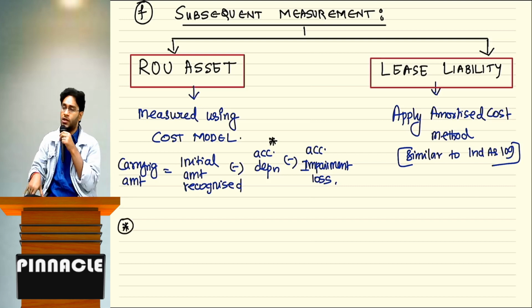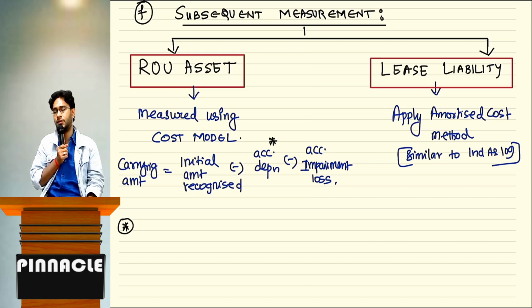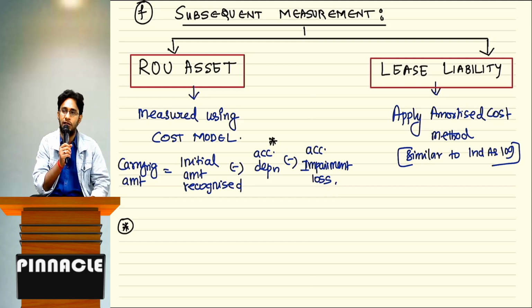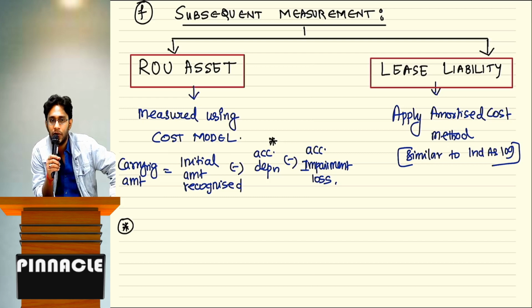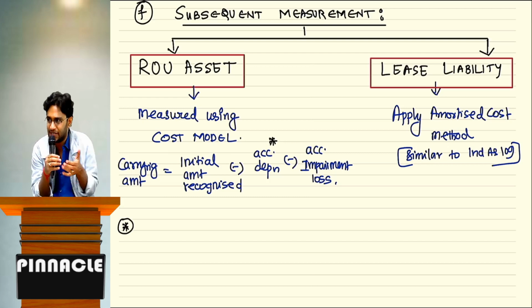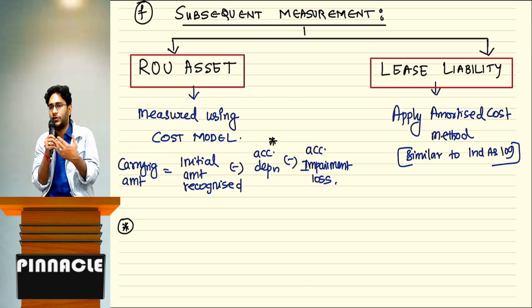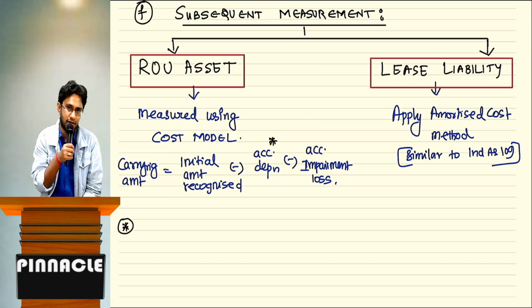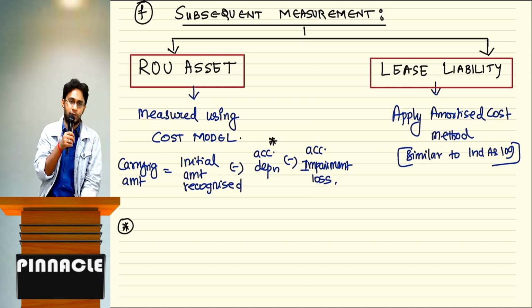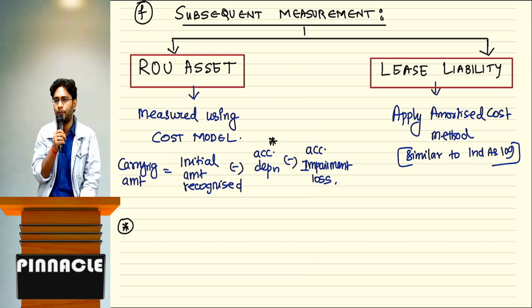One doubt: the asset life is 10 years, and I took it on lease for 4 years. Should I provide depreciation over a period of 4 years or 10 years? The asset's overall life is 10, but the lease period is only 4 years. So should the ROU asset be depreciated over 4 years or 10 years? 4 years. What if a lease contains an option to buy and I am reasonably certain to exercise that option?